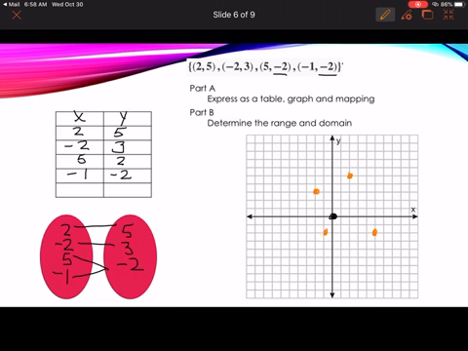So once again, range and domain. So domain is my x values. So it's 2, -2, 5, -1. And then my range are my y values. I just do them once, so I take them from the mapping, really.